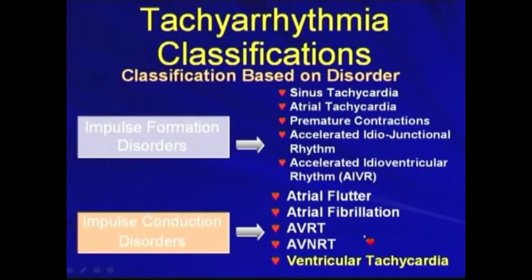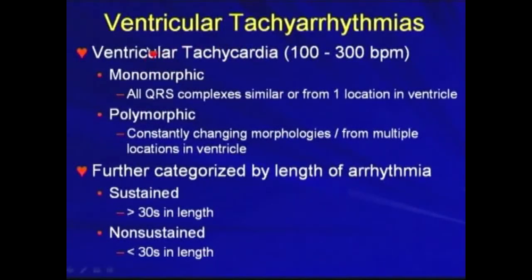So now let's look at ventricular tachycardia, a dangerous arrhythmia. What is ventricular tachycardia? Usually the rate is about 100 to 300 beats per minute. It can be monomorphic or polymorphic. For monomorphic, all QRS complexes are similar, or from one location in the ventricle. For polymorphic, there are constantly changing morphologies, or it comes from multiple locations in the ventricle.